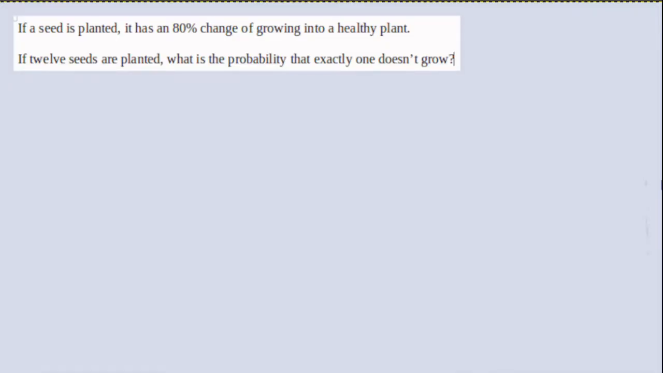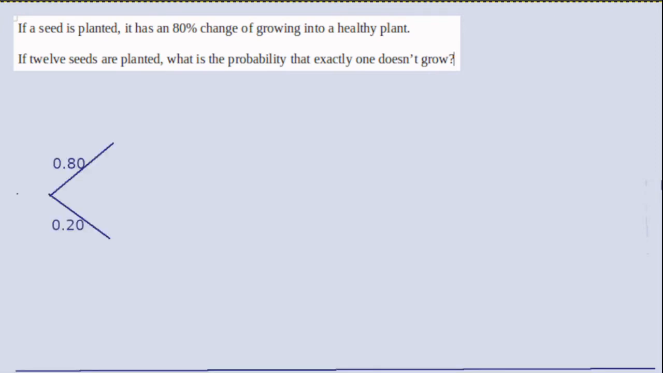In this problem, we're looking at some kind of a plant. If we plant the seed, then it has an 80% chance of growing to a healthy plant. Of course, that would mean that there's a 20% chance that it would not grow to a healthy plant. If we plant 12 of those seeds, what's the probability that exactly one does not grow?